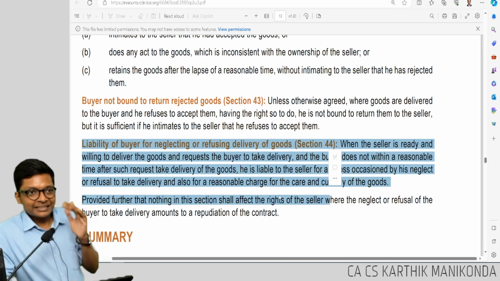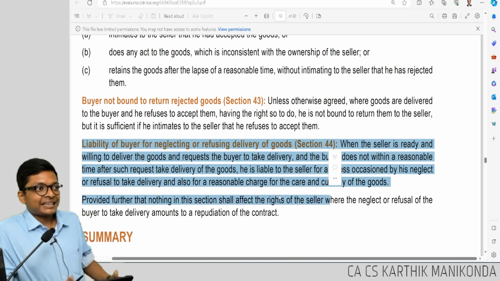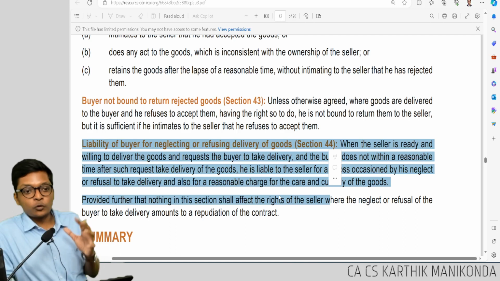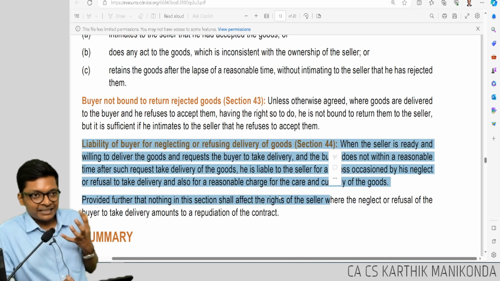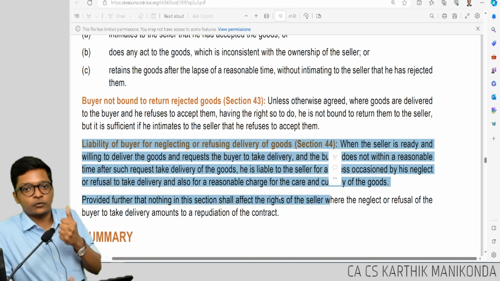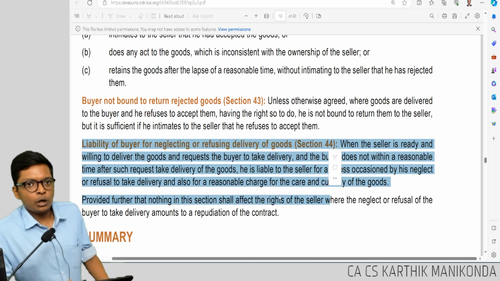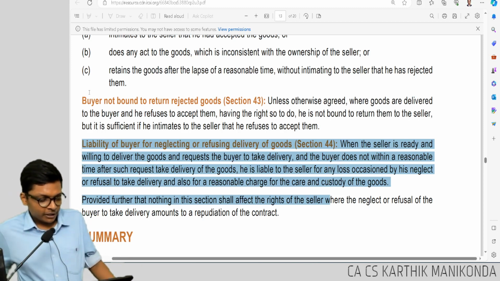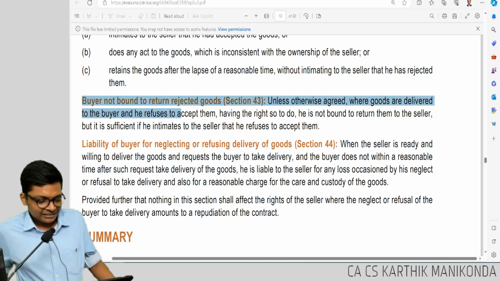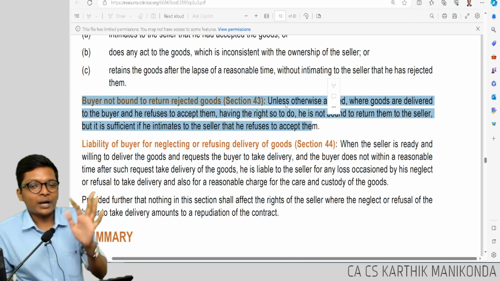Whoever ordered is liable to pay. You can't order again until you pay cancellation charges. You have to pay for it. Are you following, guys? See, you can't order and not pay. If the buyer rejects or doesn't accept delivery of goods, you have to pay damages for the same. Now, food came. It's of this next point. Buyer not bound to return the rejected goods. Goods came, but they are not of good quality.